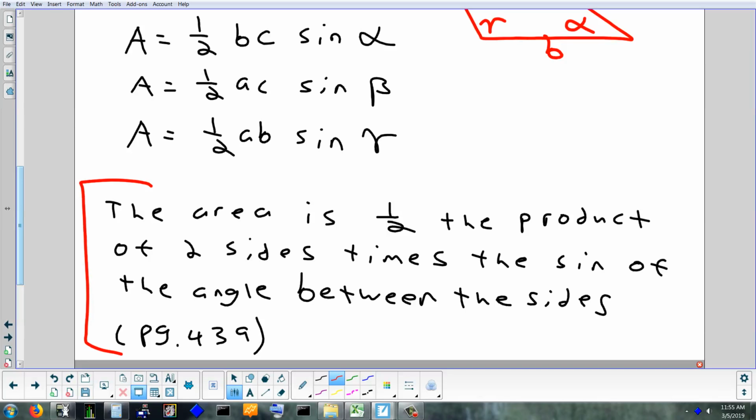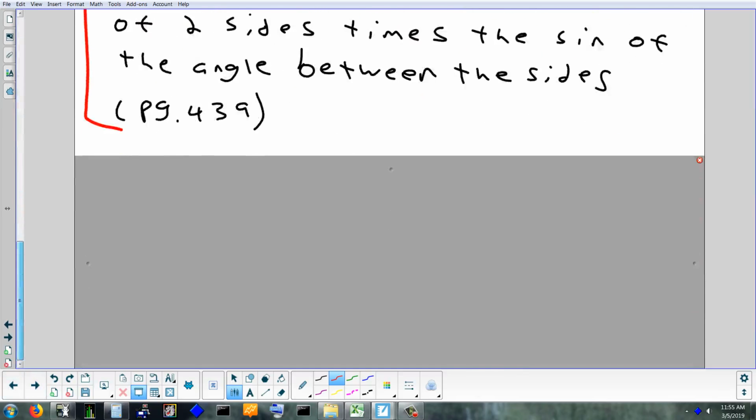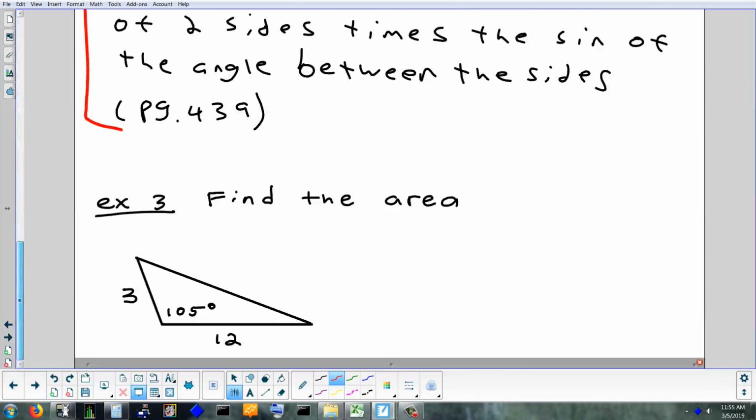Half the product of the 2 sides times the sine of the angle that's between them. Okay, let's try an example. So using that idea, half the product of the 2 sides times the sine of the angle between them, anyone think they can set up my equation to find the area of that triangle?